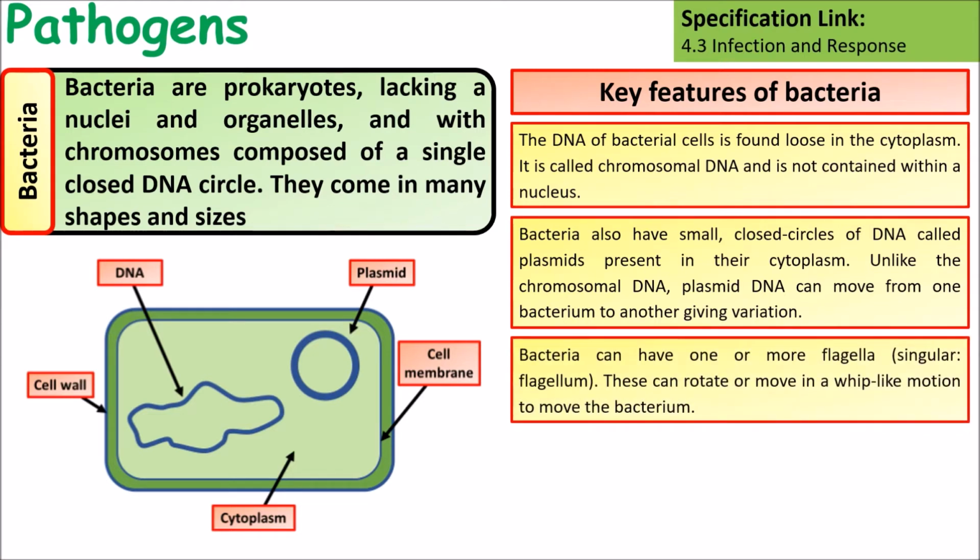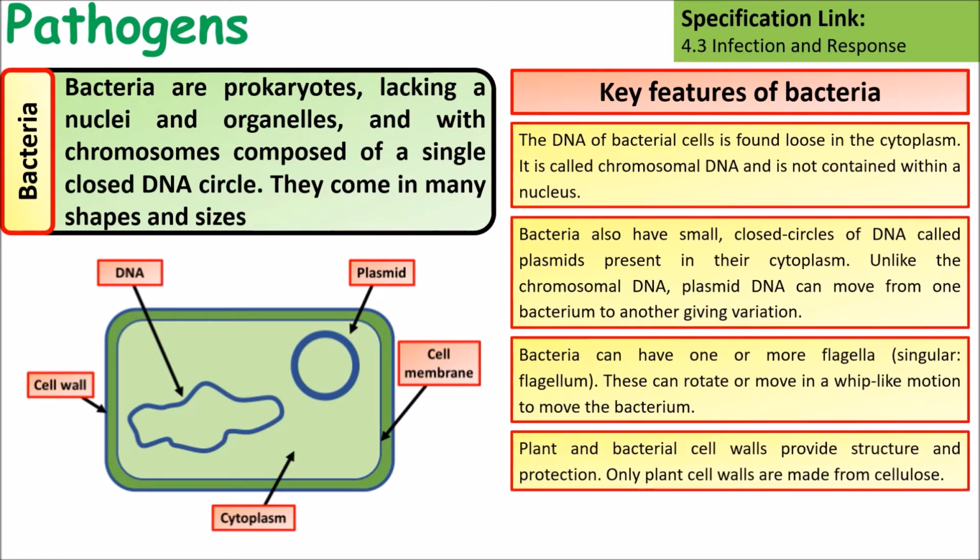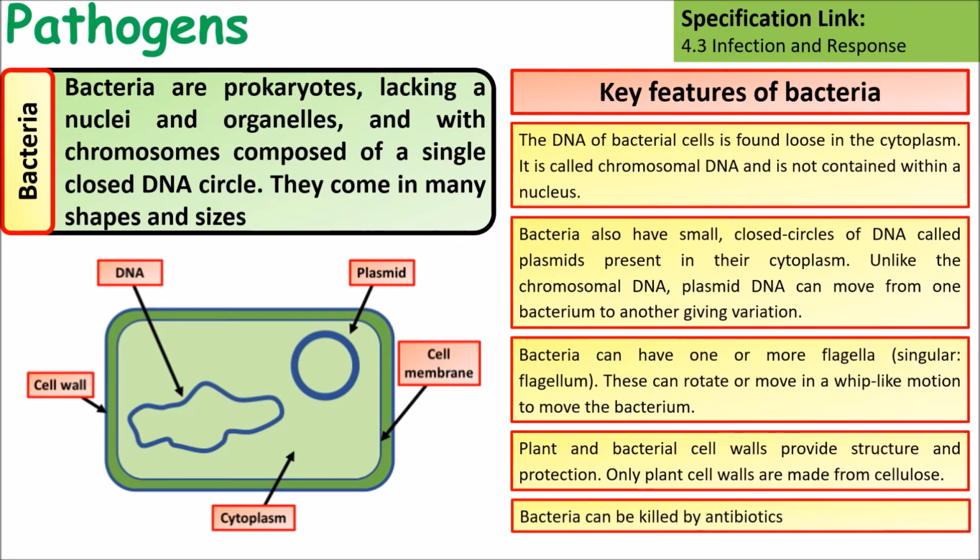They can move about, so they've got these tail-like structures called flagella, which whip about and enable them to move. And they can have bacterial cell walls, which help protect them from things external. Most importantly, bacteria can be killed by antibiotics.